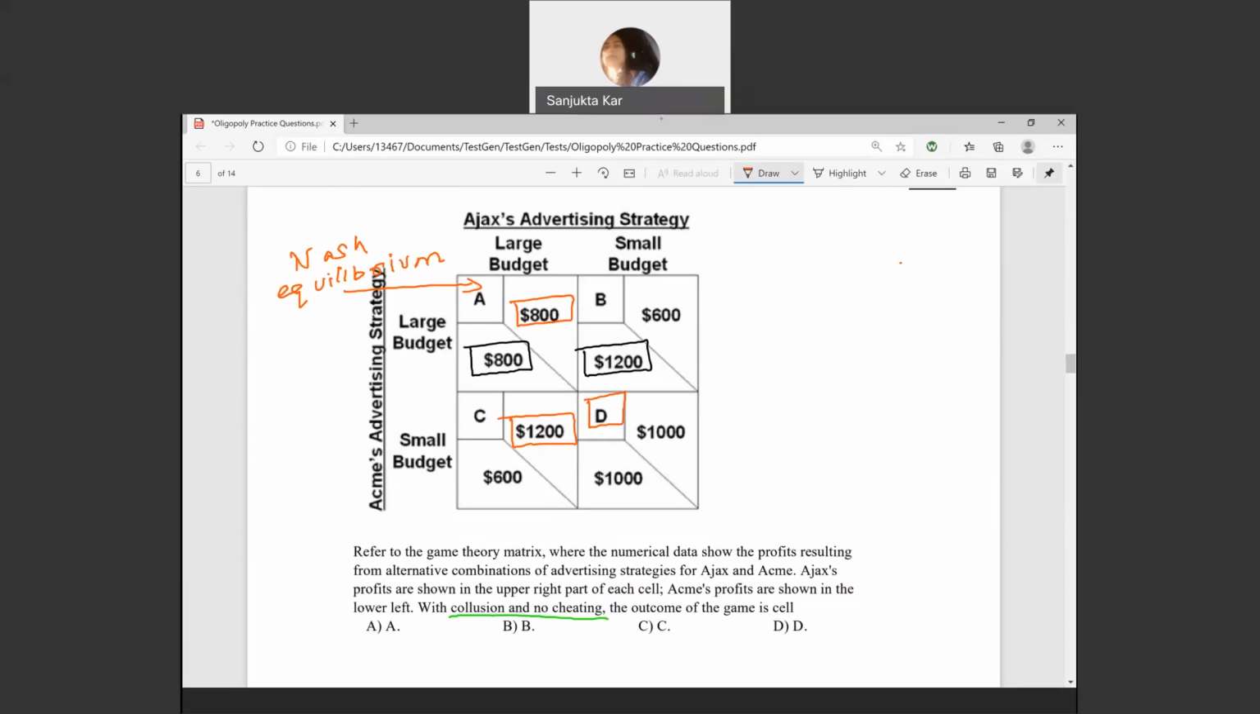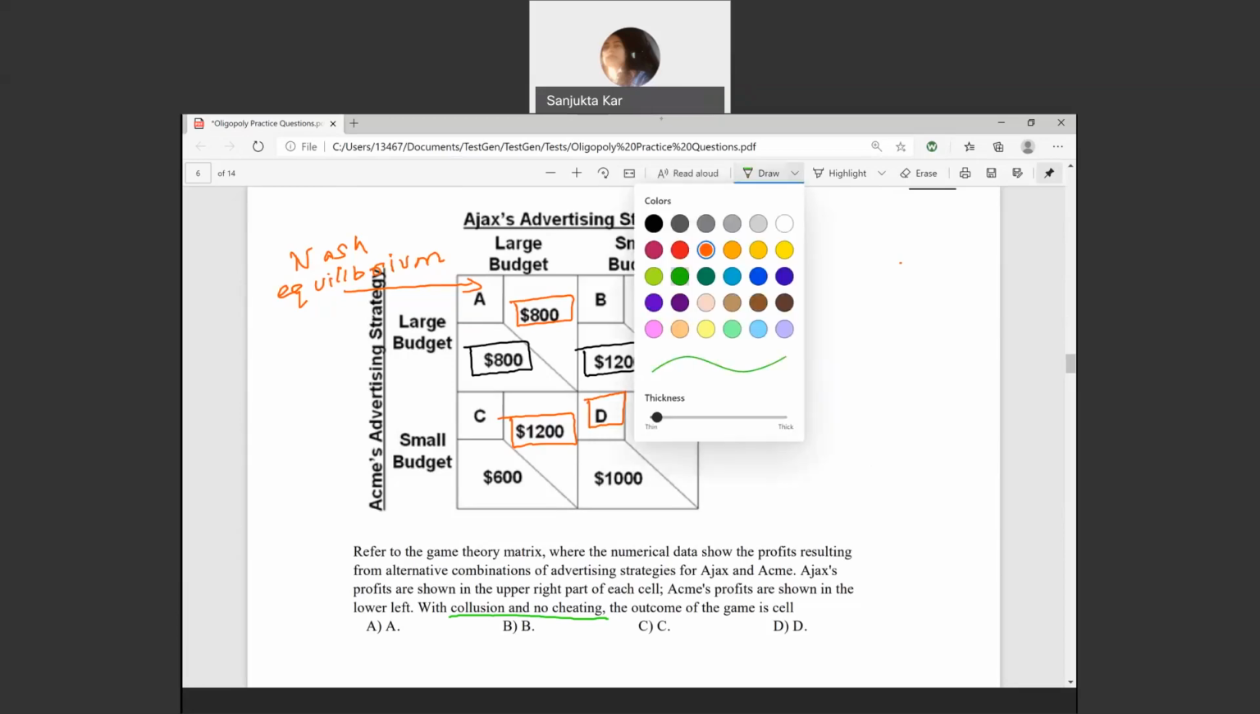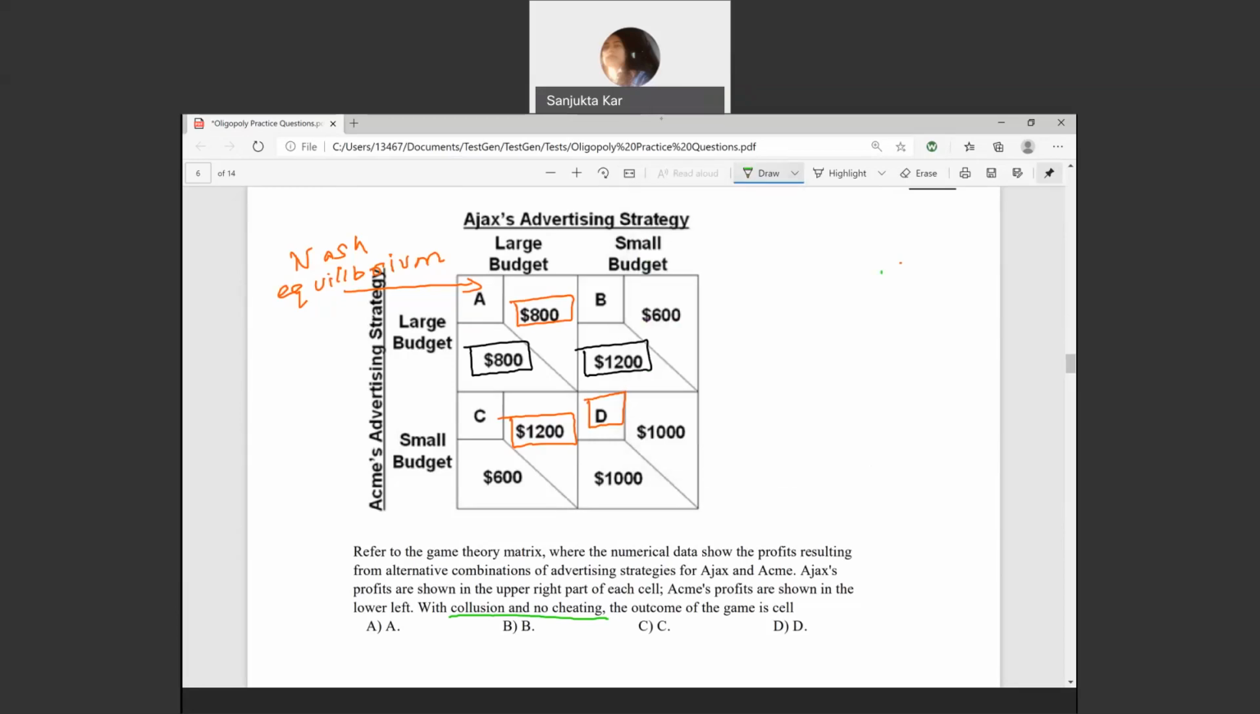cell D is a better outcome than cell A, because as you can see in cell D, both the firms can do better than what they did in cell A, because the profit in cell D is 1,000 and 1,000, and definitely 1,000 and 1,000 is better than 800 and 800. So my answer to this question is going to be D.